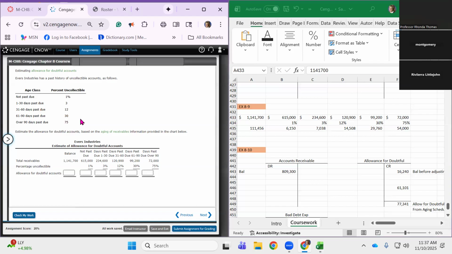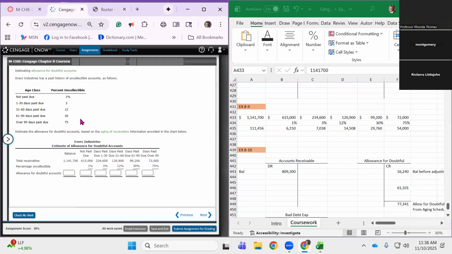What's the percent of this? What's this called? Percent of uncollectability. This is the probability that we won't get it. There's a 75% chance we won't get that. So you take that number times the total for that old of a receivable and you put the number in. And then we're going to add all this up of these 5 categories, and we're now going to know what the new balance in the allowance account should be. So 1% of 615,000, 3% of, 12% of, 30% of.